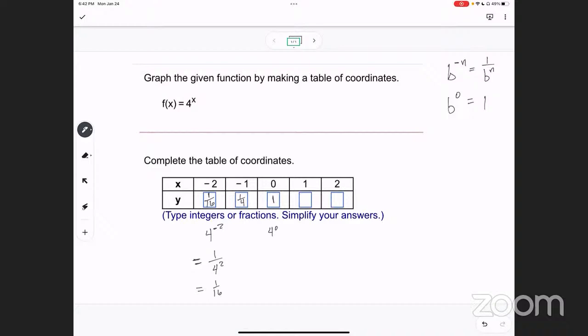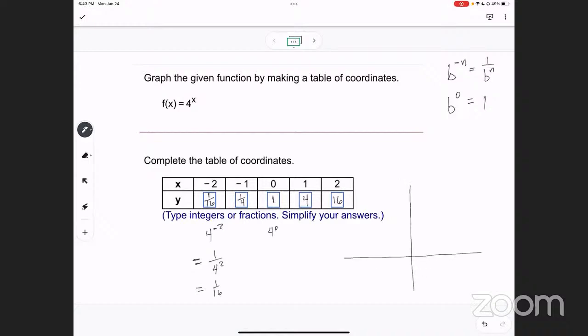And what's 4 to the first power? 4. And what's 4 to the second power? 16. Good. Now they're probably going to ask us to graph it. Yes, it says choose the correct graph, and then it's got a bunch of graphs. So I just have to look for this.